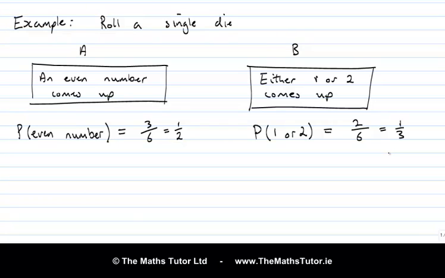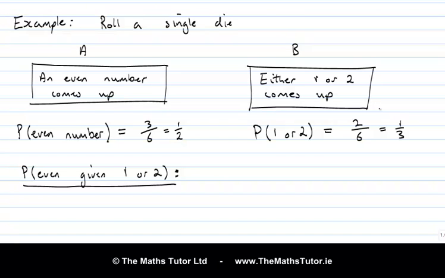So now to consider the independence of these events, we have to look at the probability of an even number given that 1 or 2 comes up, and the probability of 1 or 2 given that an even number comes up. So let's look at the probability of an even number given that 1 or 2 comes up first.